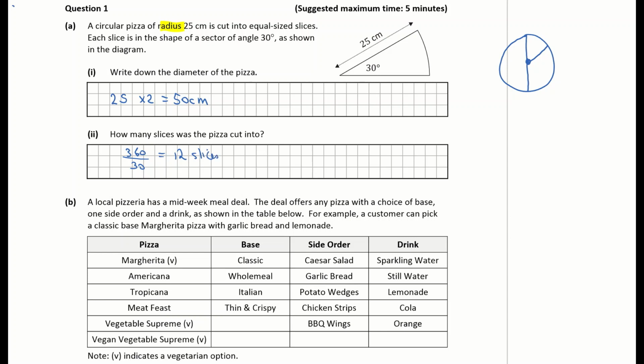Part B. A local pizzeria has a midweek meal deal. The deal offers any pizza with a choice of base, any side order and a drink as shown in the table below. For example, a customer can pick a classic base margherita pizza with a garlic bread and a lemonade. Note that the V is standing for vegetarian.